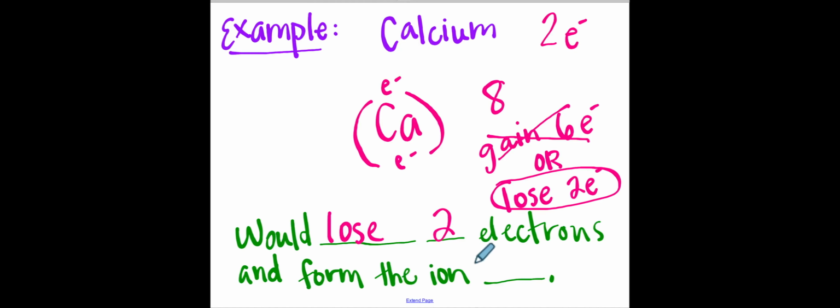And then it's going to form an ion. So the ion is going to start with the symbol for the element, which is calcium. And we need to figure out what charge it's going to have. Because an electron is negative, this is going to seem kind of opposite. But any atom that loses an electron is going to get more positive charge because the negative is going away. So in this case, calcium is losing 2 electrons, so it's going to end up with a positive 2 charge. So Ca2+ is the ion that calcium would form.